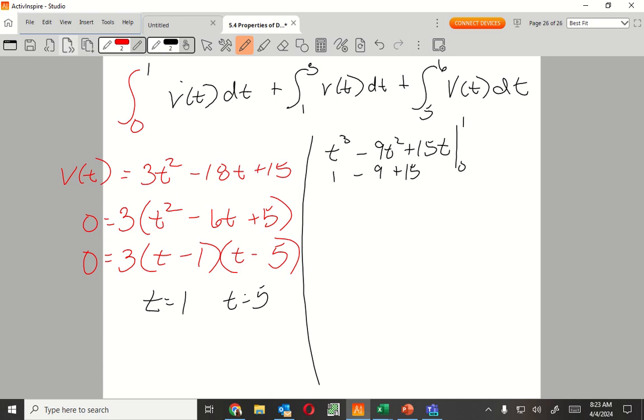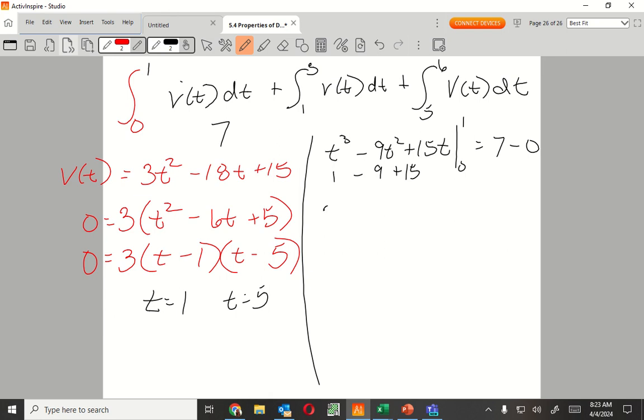Yeah, positive stuff. Okay, so it's going to be positive 7 minus my lower bound, which is just going to be 0. There we go. So right here, this value is going to give me 7. Now let's do the other one.